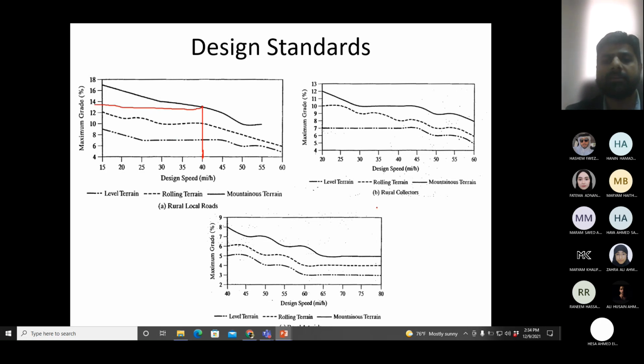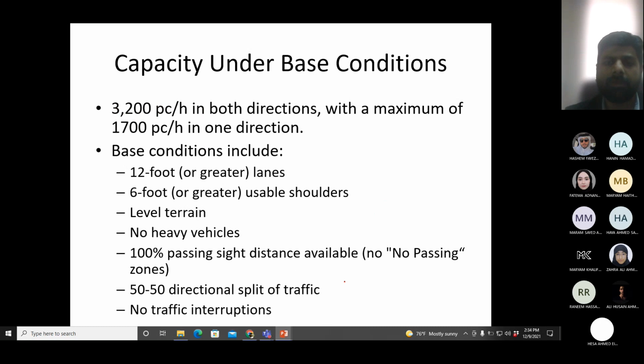Let's say you are designing a rural collector, your terrain is rolling, and your speed is 50. So you come here to 50, and rolling terrain is this curve. You come to this curve and select the gradient from here. The same thing can be done for arterial as well. These are some design standards. We are not going to use them in the analysis, but for the sake of explanation, I've included them in the slide so that you know the difference between the classes of two-lane highways.